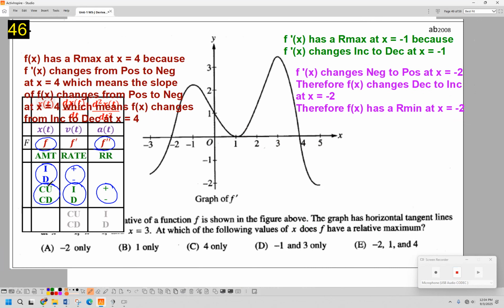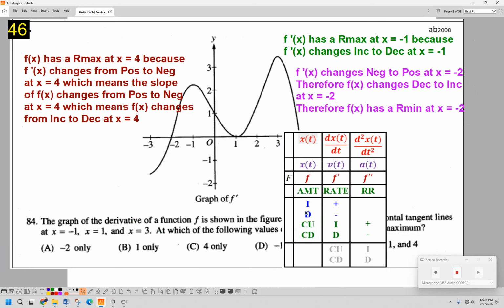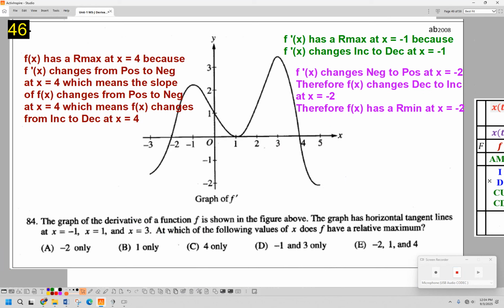Okay, so back to 46. Clear this off so we can kind of summarize quickly. So the correct answer is the relative max of f is going to occur at x equal 4, because that's where f prime is changing positive to negative, which means that is where f would be changing from increase to decrease.